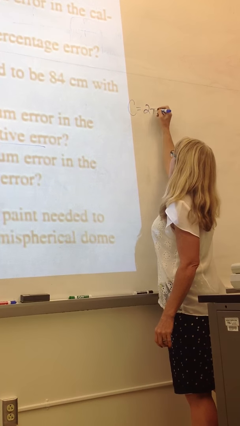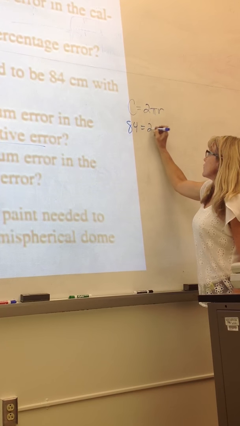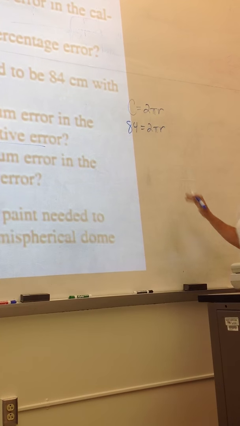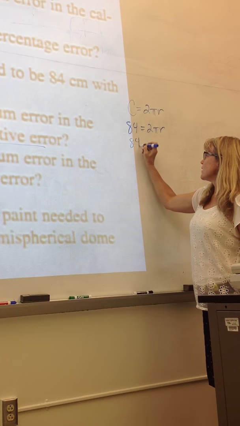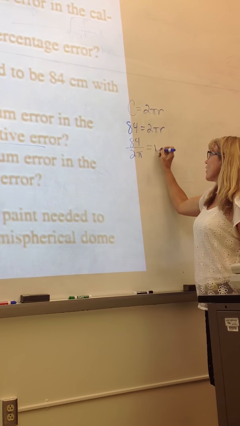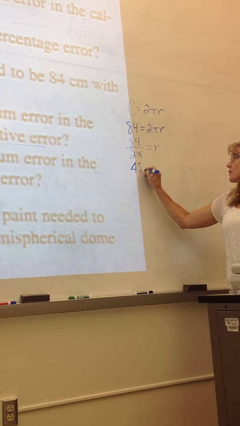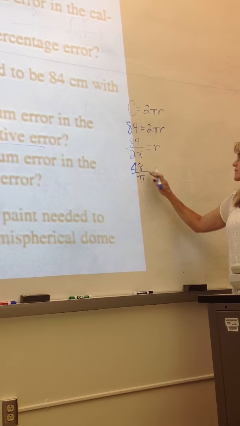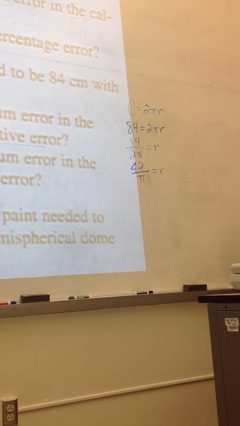The circumference is 2 pi r, and so if the circumference was exact, then 2 pi r should equal 84, meaning that 84 divided by 2 pi should be our r. I'm basically going to leave that exact, but we could write it as 42 over pi.